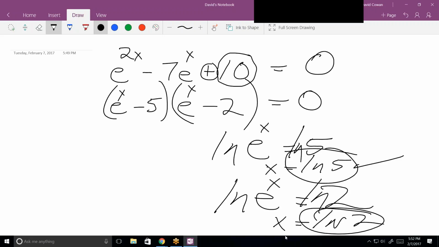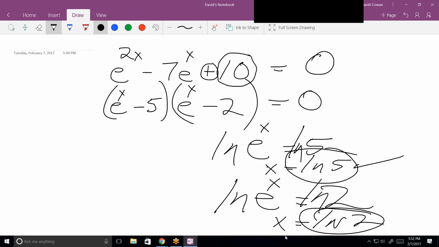And I'm not real thrilled with the fact that she wants you to give those answers in decimal. Those should not be given in decimal. That's what my homework book said. The answer really is natural log of 5 and natural log of 2. Those are the answers. Those are precise.